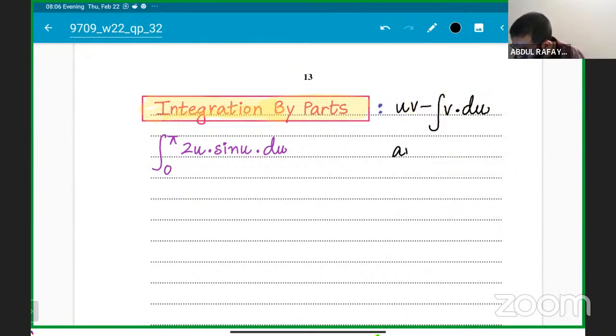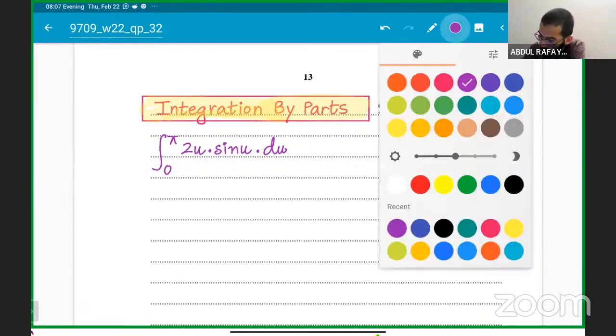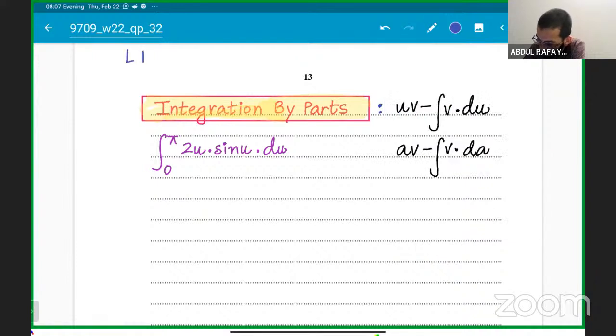So I can make it a v. Just v will remain the same. I'm just changing u to a, and taking times of da. Getting it, guys? U will become a, and wherever u is written, I just change it to a. Is everyone clear? Now, any volunteers? Let me know what will be it. What will be our A?